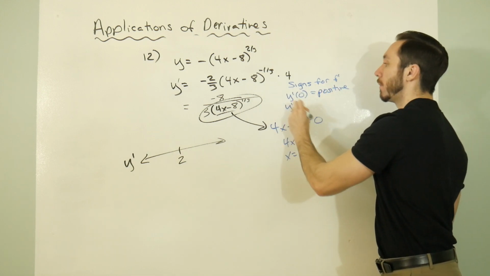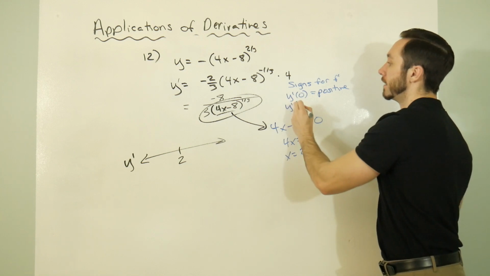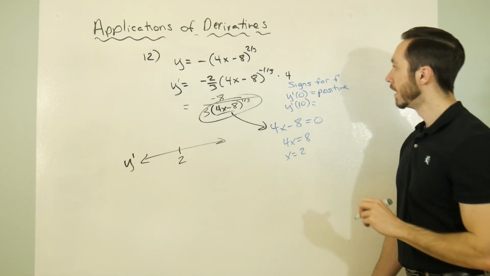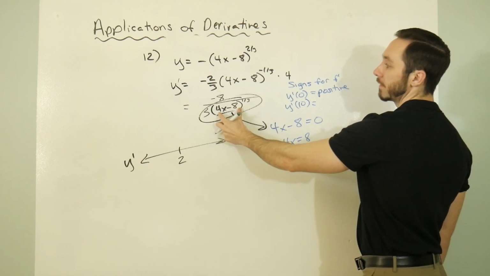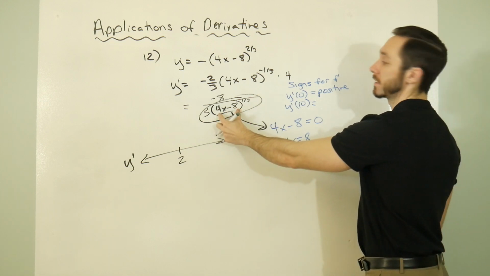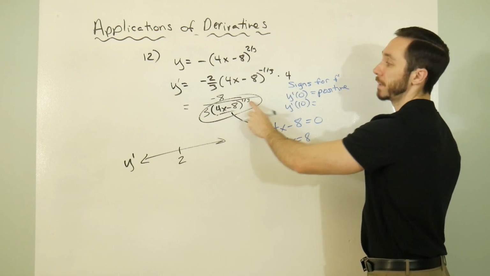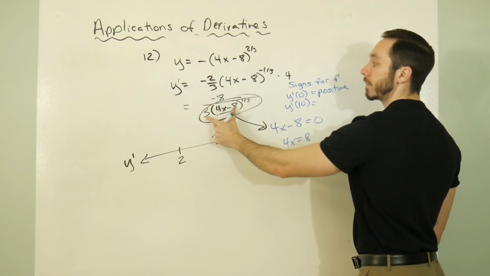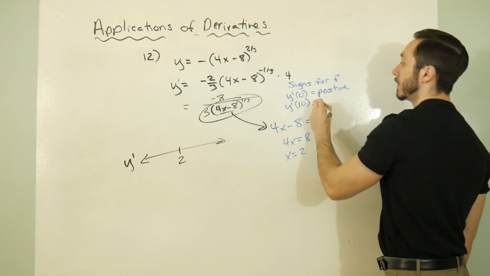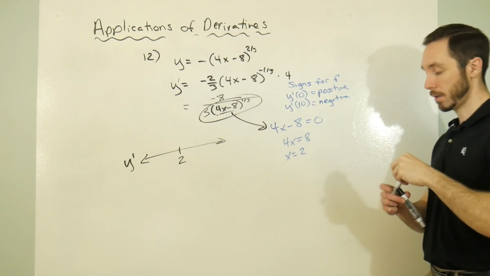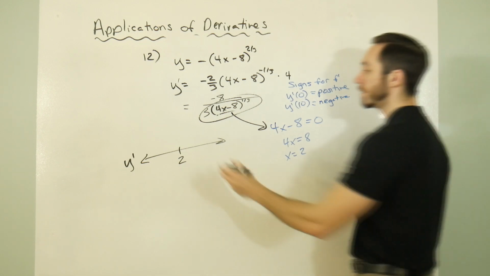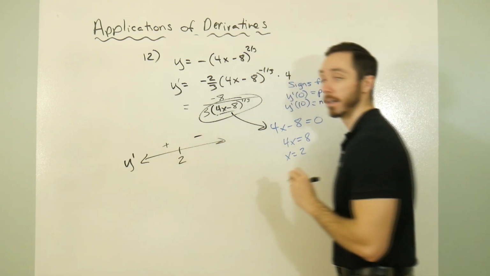Okay. What about y prime of, say, 10? I like 10 because I know that that's big enough for me to see that this is going to be a big positive number here, and the cube root of a big positive is just positive. So it'd be negative 8 over positive. So that's going to be a negative number. Okay, so I'm positive over here, and I'm negative over here.